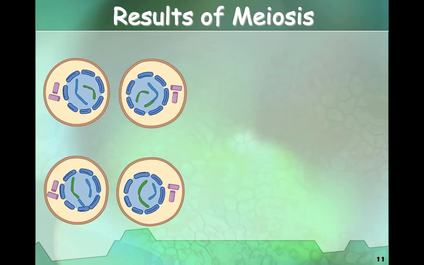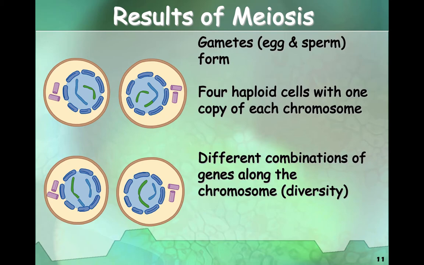And then, of course, the results of meiosis, we need to make sure that we understand that. Meiosis produces gametes. The gamete is the egg and the sperm, the four haploid cells with one copy from each chromosome. The different combinations of those genes along the chromosome, that's what's going to be creating that diversity. And the reason why we have different combinations is because of crossing over.